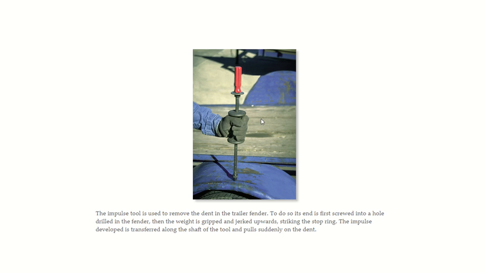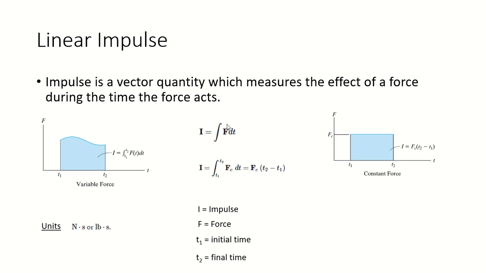It's a simple way: you're making a force during that time, and you have the impulse because it affects this fender to fix that dent. The amount of the force is going to be this amount in that time, and you get that much impulse.